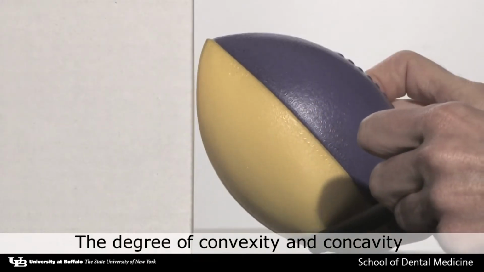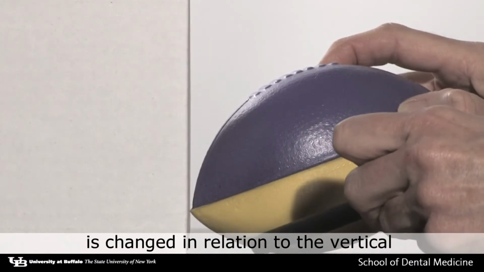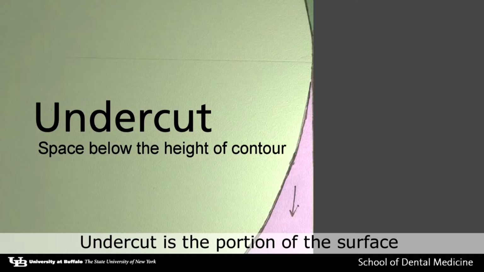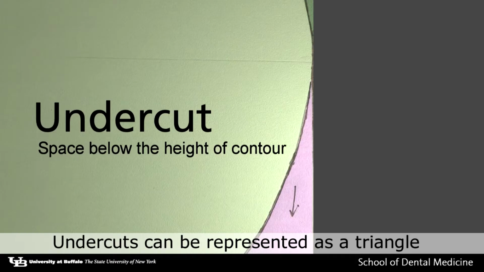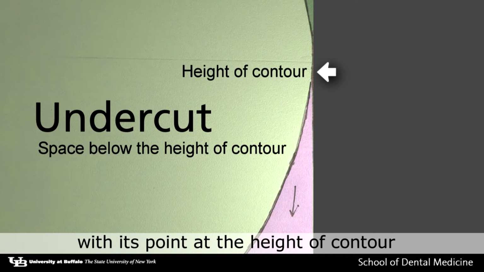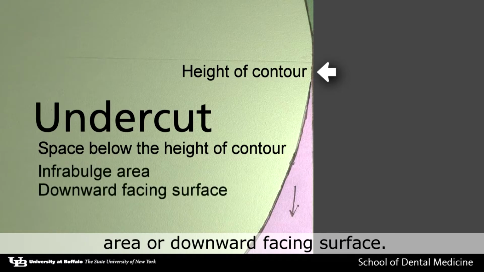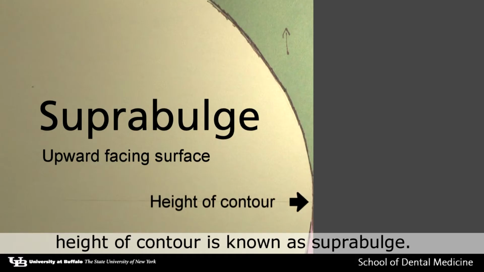The degree of convexity and concavity can change if the position of the object is changed in relation to the vertical reference line. Undercut is the portion of a surface or an area of space below the height of contour. Undercut can be represented as a triangle with its point at the height of contour and its base on the horizontal plane. Undercut is also known as the infrabulge area or downward facing surface. The upward facing surface above the height of contour is known as suprabulge.